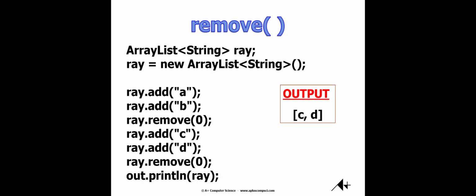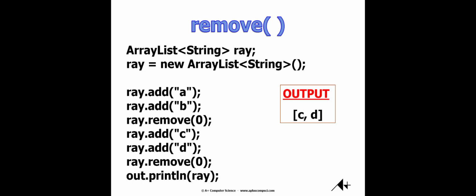Remove. Remove is a cool method. It's a little more dynamic than the ones that we're just looking at. The cool thing about remove is that it gets rid of a value at a position, and it changes the size of the array list. With the add method, every time you did an add, the size of the array list got bigger. When you do a remove, the size of the array list is decreased.